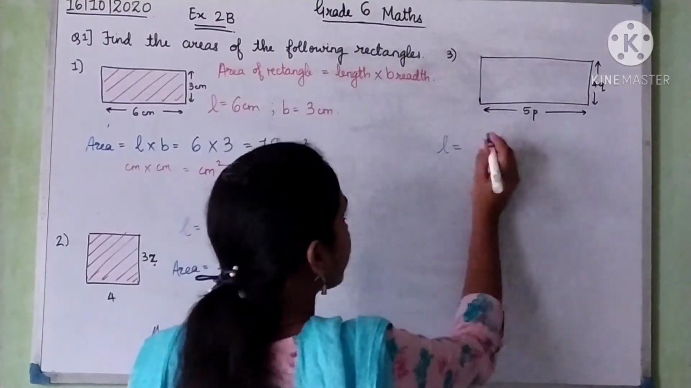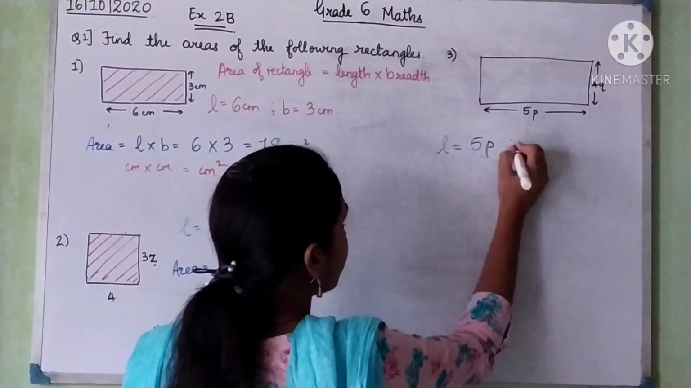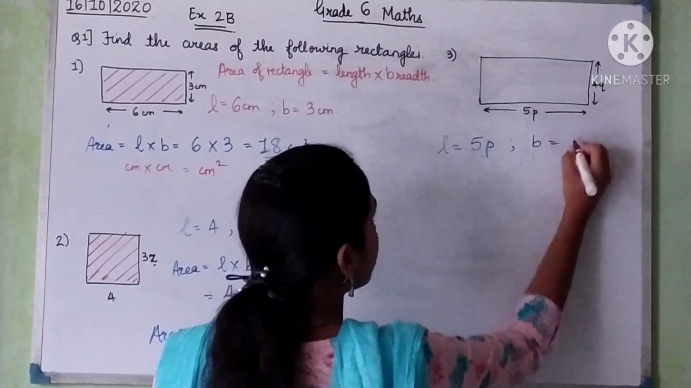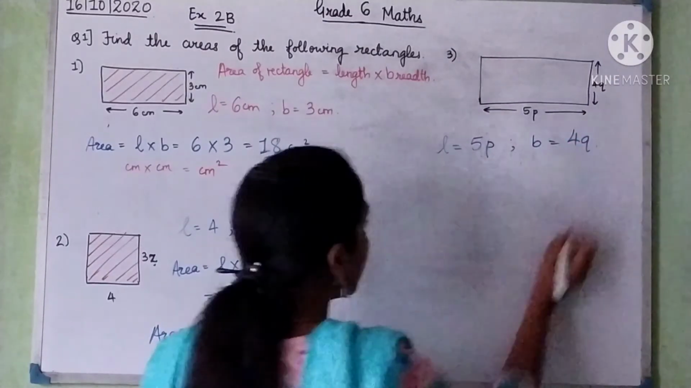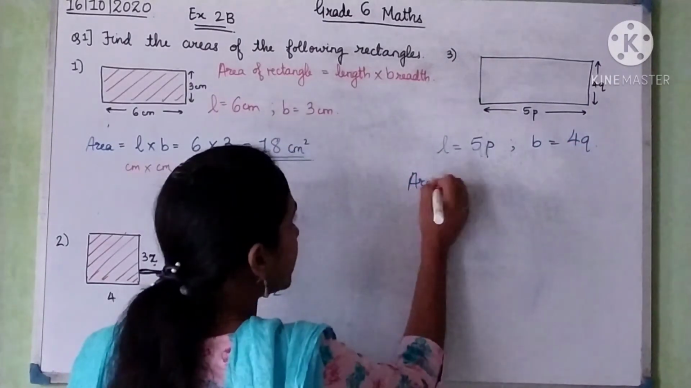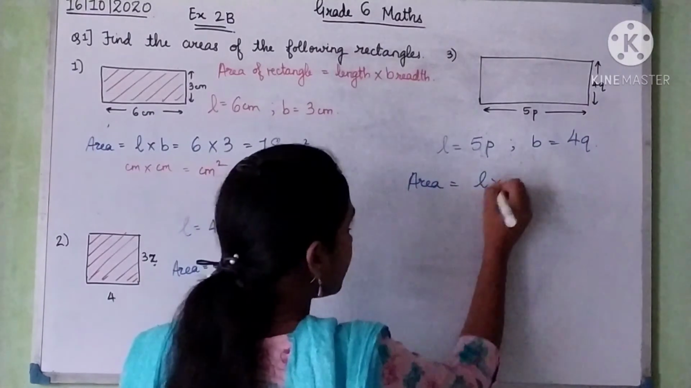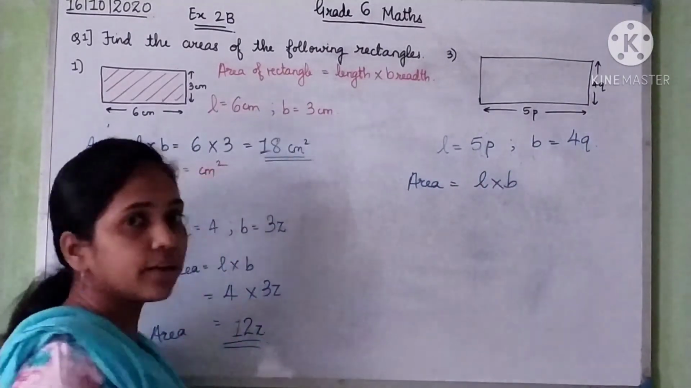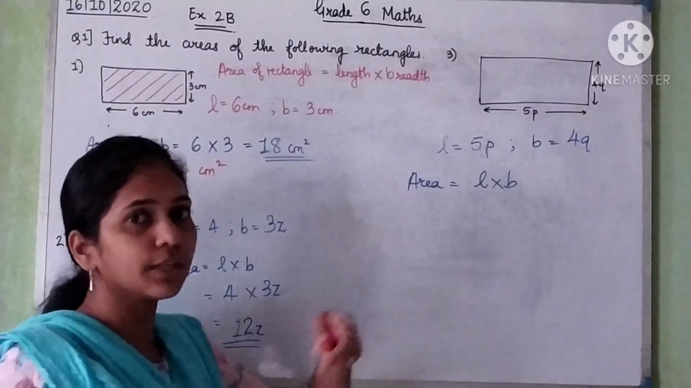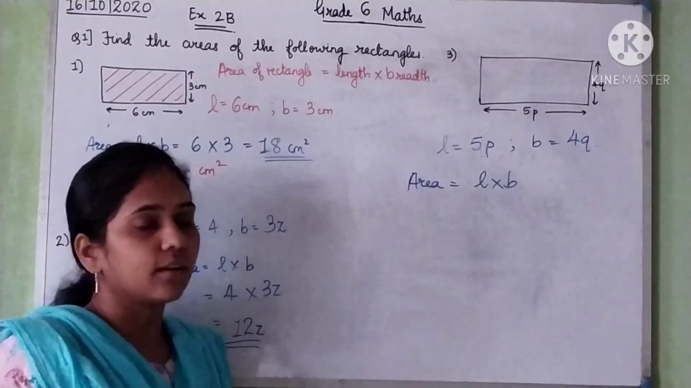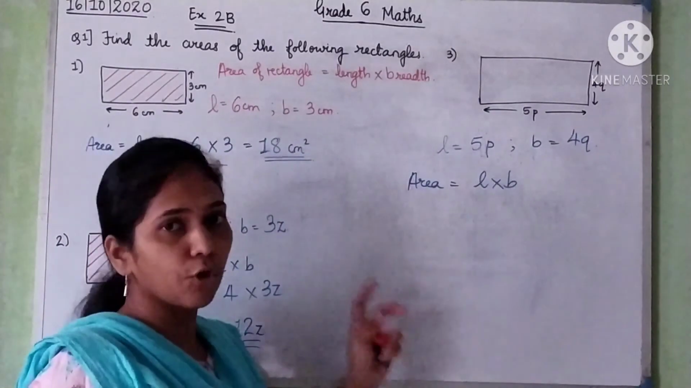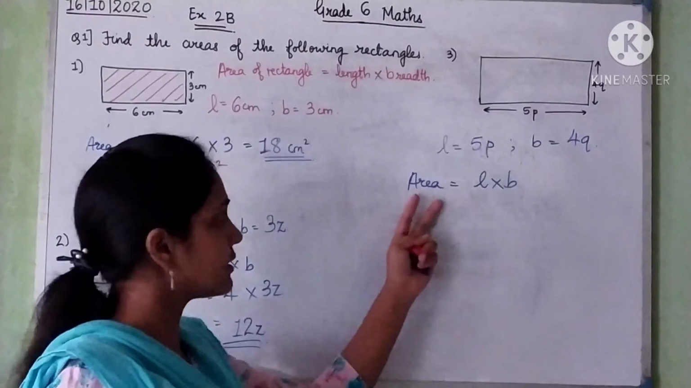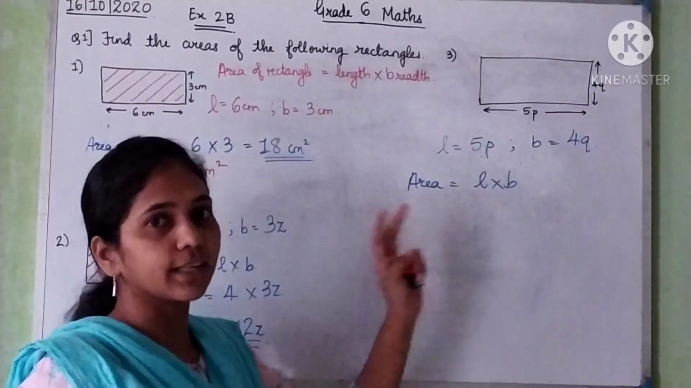So length here is 5p. So we have to write 5p and the breadth is equal to 4q. So write 4q. Okay. Now we have to find the area for it. Area is equal to length into breadth. This is the formula for area of a rectangle only. For area of a triangle, area of a square and area of a circle and all, the formulae are different. Here this is the formula for area of a rectangle only.